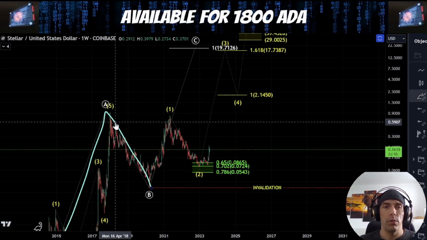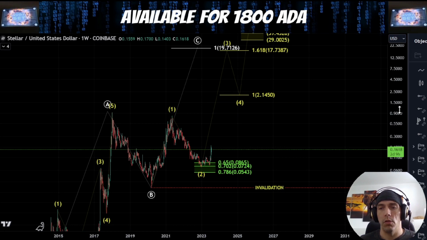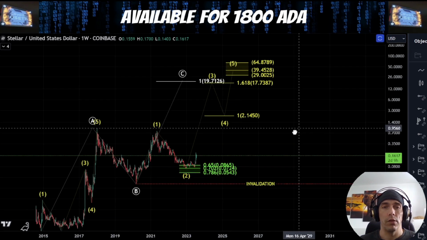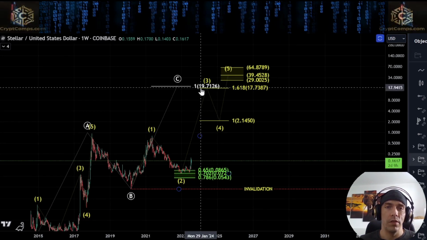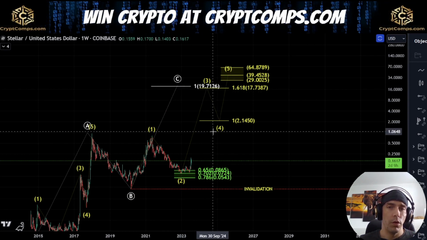Now, the C wave 1-to-1 target, given the fact that we don't move lower than this 0.261 again, would actually be here at this 0.1971. That would be our 1-to-1 target, though.